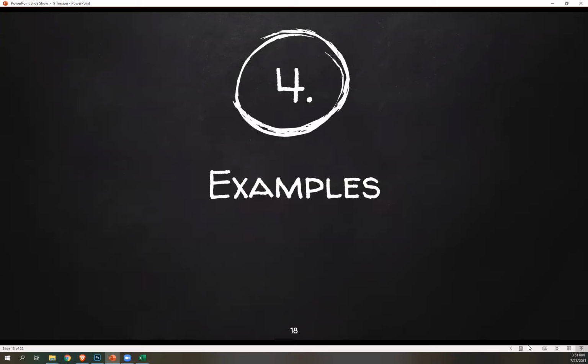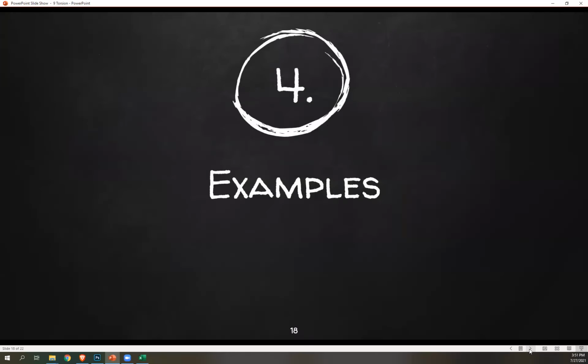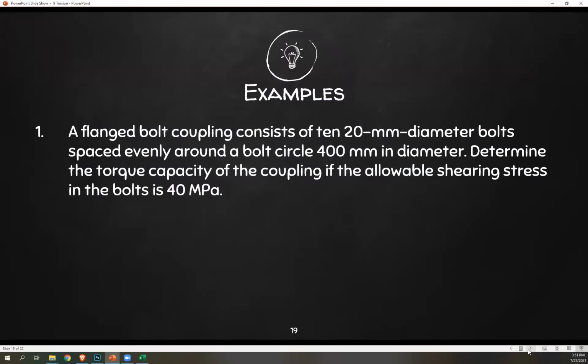Do you have any questions so far for the concepts of coupling connections? Please answer in the chat. Okay, I'm not going to derive these equations anymore. You can just try to memorize them. Since you don't have questions, let's have some examples.